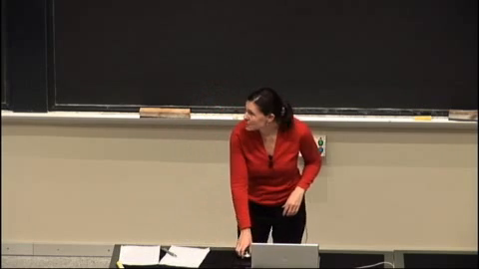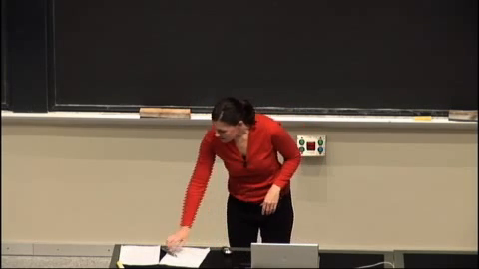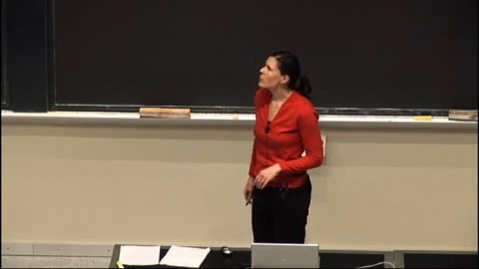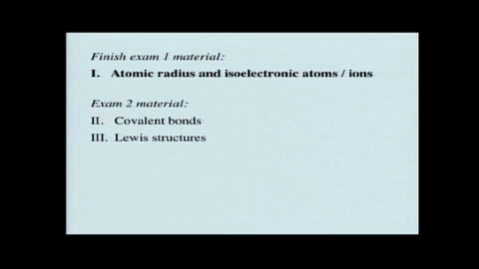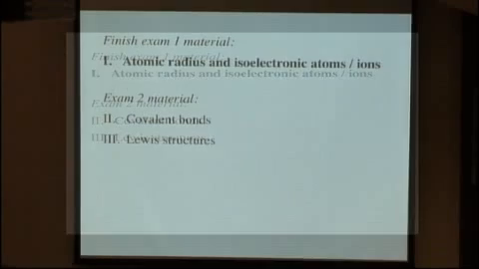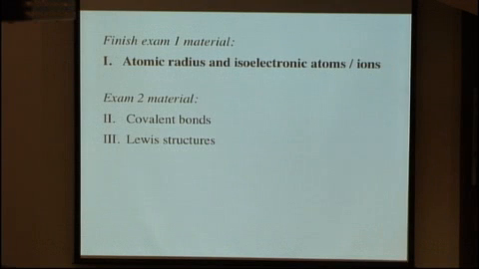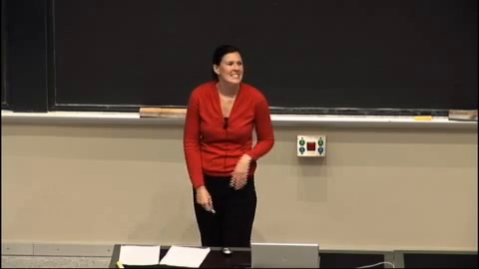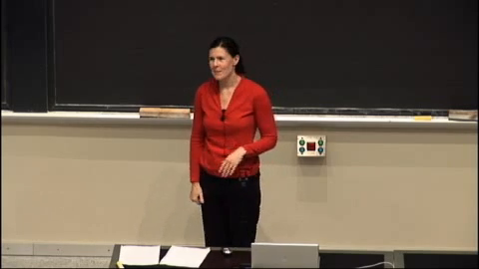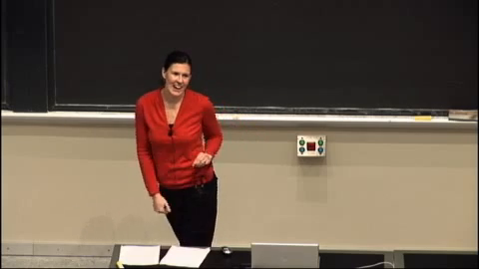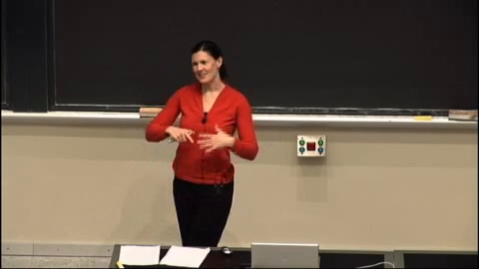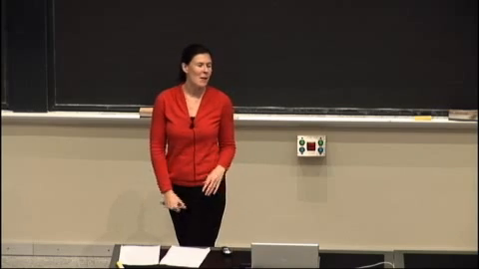All right, so let's move on to today's topics. As I said, we're finishing up what we left off with yesterday, on Wednesday. This includes atomic radius and the idea of isoelectronic atoms. That's going to be the end of exam 1 material, and then we'll move on to exam 2 material, which is kind of exciting because we've been talking about just individual atoms and ions up to this point, and now we can talk about molecules. So we're going to start talking about bonding.